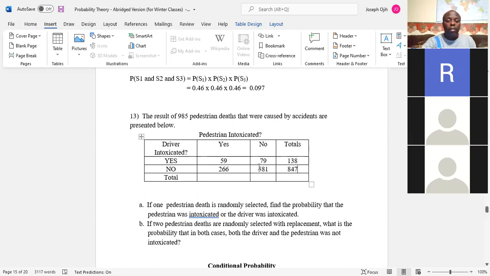I got 138, I got 847. If you add these two, you get this. If you add these two, you get that one. If you add these two together, you're going to get this. I got 325. Add these two, you're going to get 616. If you add these two here, you get 985. And if you add these two here, you get 985. So you get the totals. Once you get the totals, you are ready to answer the question.